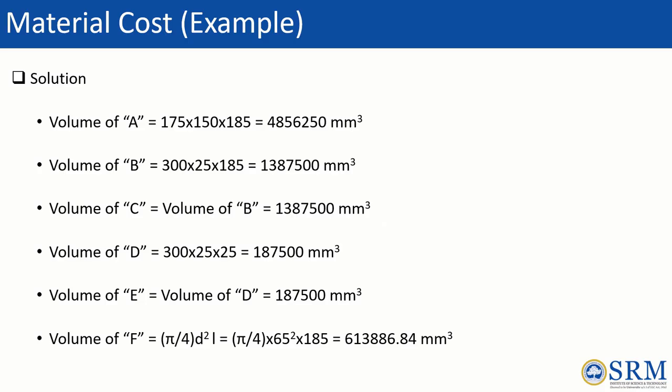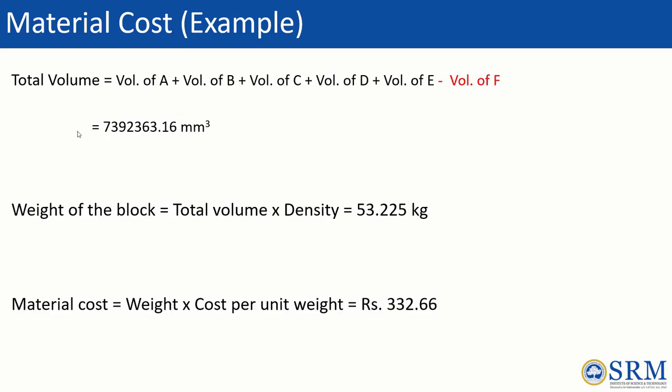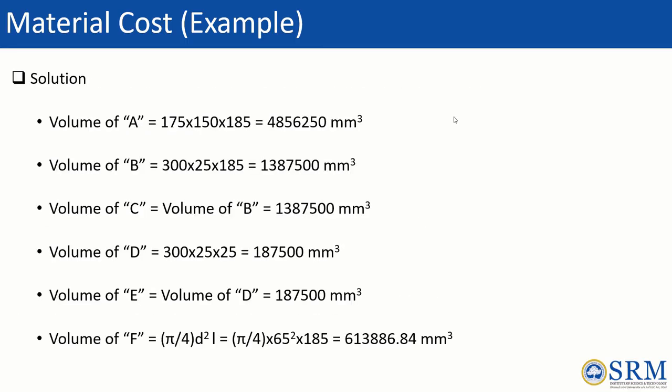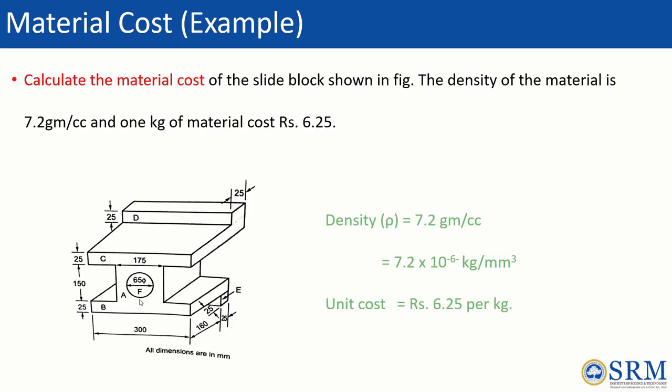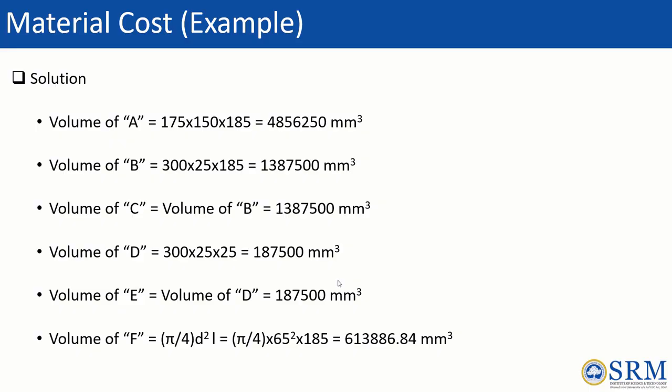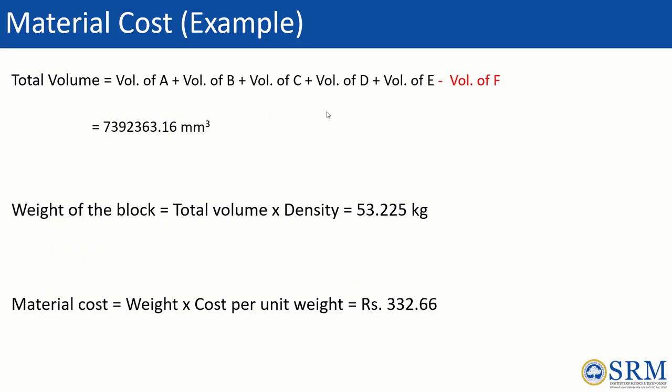So volume of A, volume of B, volume of C, volume of D, volume of E and volume of F are calculated similar to the previous problem. And finally we have to sum up all the volumes. Here we are summing the volumes of A, B, C, D and E, and subtracting the volume of F because it is a through hole. It is of 65 diameter, a through hole. So from the total volume of the block, the volume of F is subtracted.